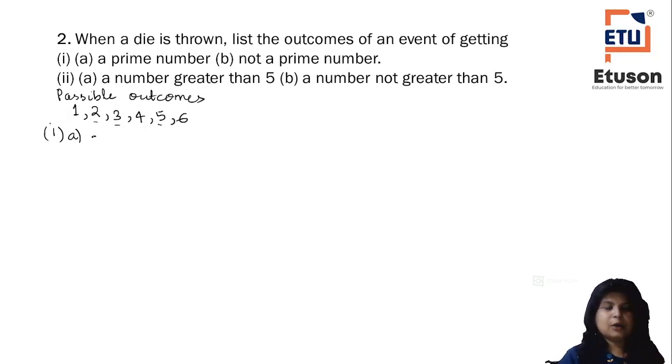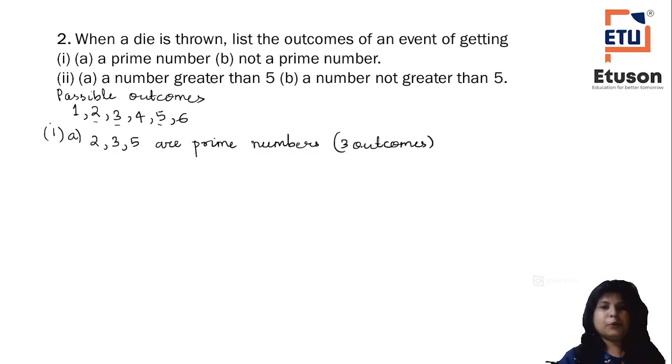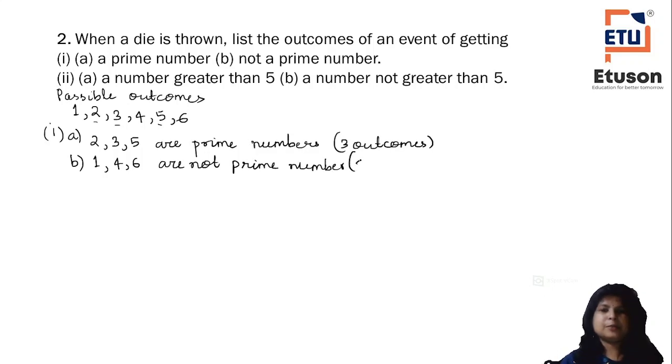So, what are the outcomes then? You have to just write out the outcomes here. So, as 2, 3, 5 are prime numbers, how many outcomes do you have here? You have 3 outcomes for this event. Okay, now not a prime number. So you can list out the rest of the numbers. So 1, 4 and 6 are not prime numbers. So here also the number of outcomes is how much? The number of outcomes is 3 again. Correct or not? Now let us go to the next bit, that is bit 2.